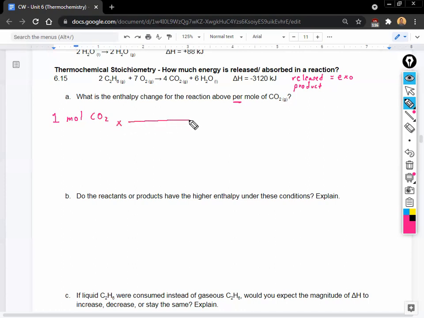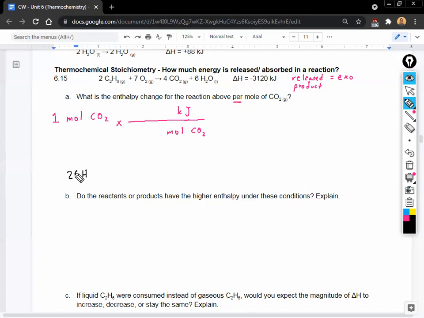So we need to set up an equation. I don't want moles of CO2. I want energy. I want to find energy. So I'm going to put energy on the top of the equation. Now, this might be weird because you're like, hey, this is a chemical equation. Why are you putting energy in there? But we said that energy is released.